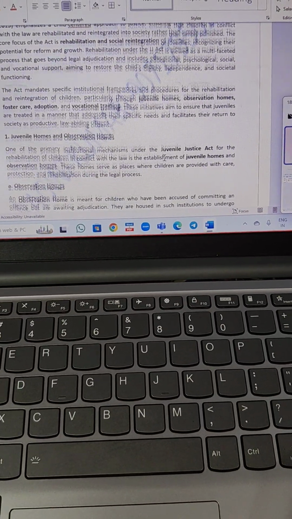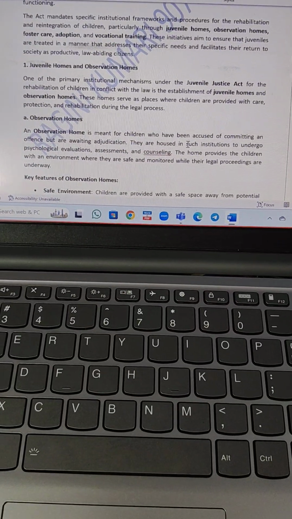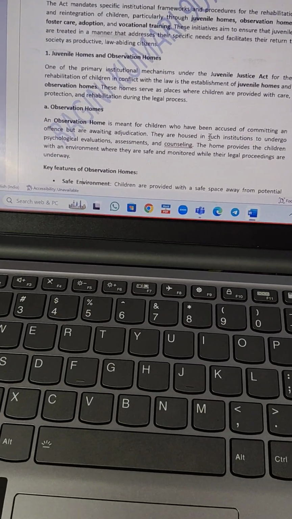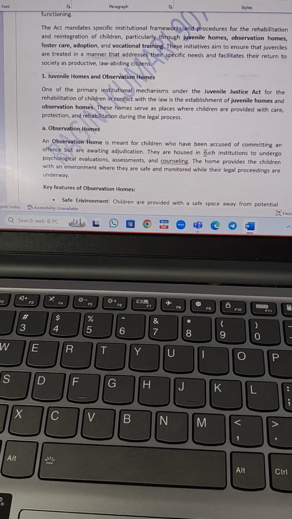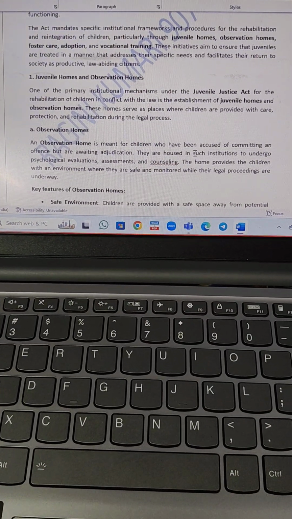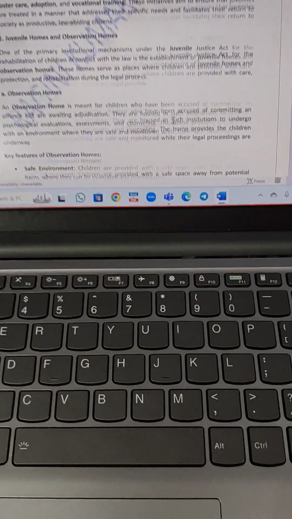Now we will look into what juvenile homes and observation homes are. One of the primary institutional mechanisms under the Juvenile Justice Act for rehabilitation of children in conflict with law is the establishment of juvenile homes and observation homes. So first we will look into observation homes.